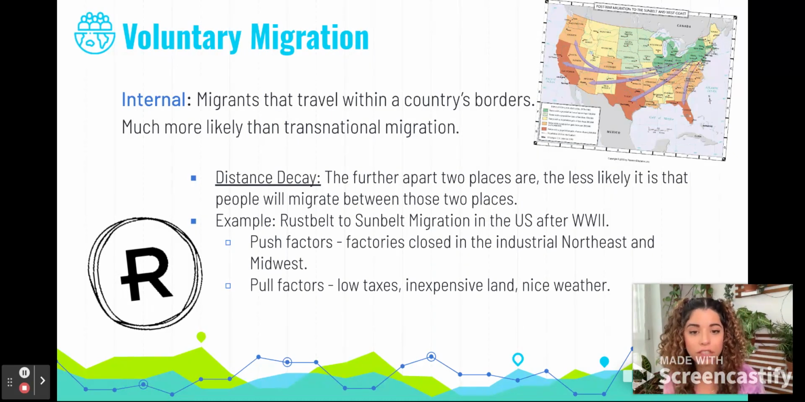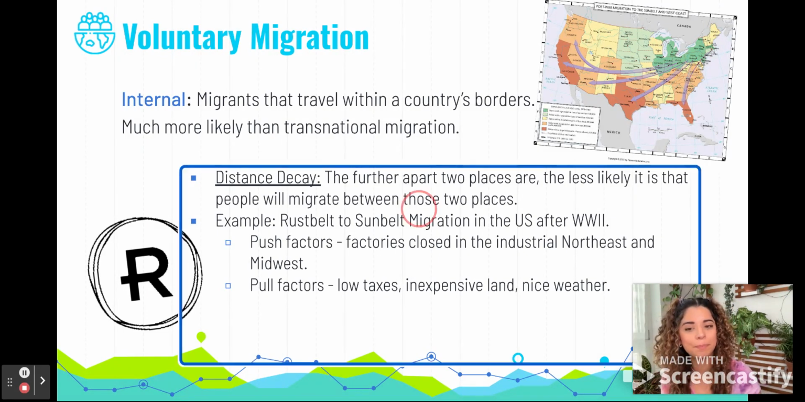So the push factors were that these factories closed in the industrial Northeast and Midwest. Once those factories closed, people needed jobs, and then they were more open to moving. Pull factors to these Sun Belt areas: low taxes, inexpensive land, and nice weather, as in it's nice and warm.